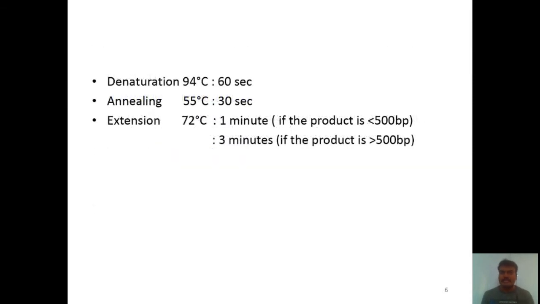So these are the reaction conditions. The first step is denaturation, which takes place at 94 degrees Celsius for 60 seconds. The second step is annealing, 55 to 65 degrees Celsius for 30 seconds. The final step is extension, 72 degrees Celsius for 1 minute if the product is less than 500 base pairs long, but if it is greater than that, we have to increase the time. These temperatures and timings will vary with the DNA of interest and the enzymes you have used. They vary for different purposes.